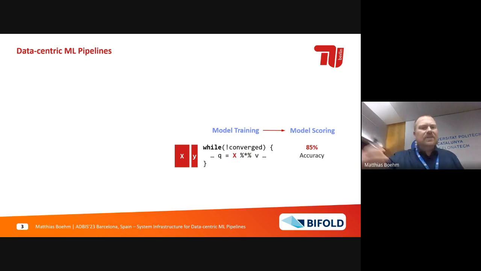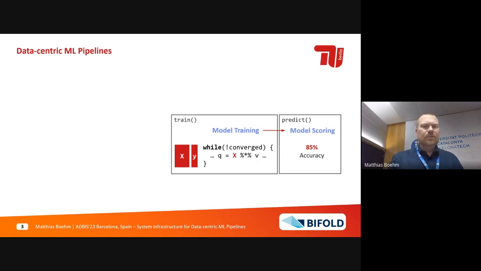We have this iterative training procedure that creates a model, and then we can utilize this model to do inference or scoring, getting new data and applying this in practice. And then you might get an accuracy of 85%. Most of you might utilize existing libraries, so we usually wrap this into training and scoring or prediction procedures.